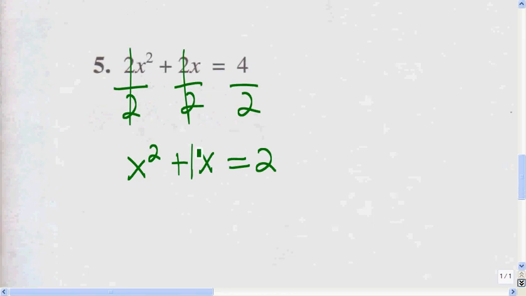Okay, here it's 1x, so we're going to have to find half of 1 and then square it. And let's see, x squared. Half of 1 is 1/2, and 1/2 squared is 1 over 4.